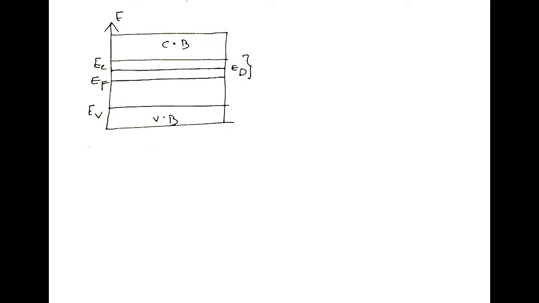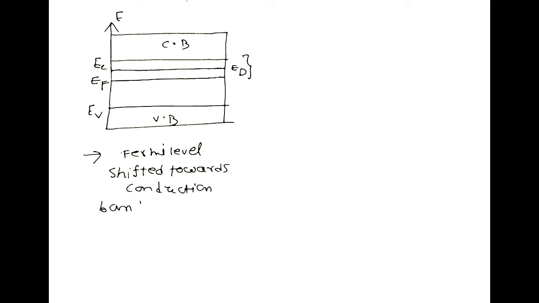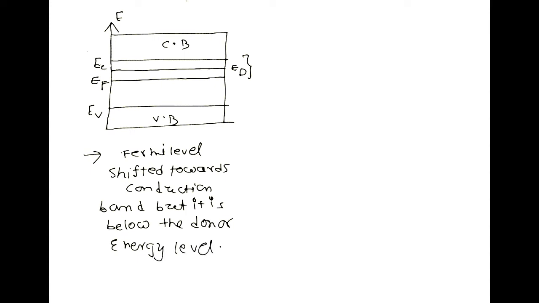So in n-type material, the Fermi level is shifted towards the conduction band, but it is below the donor energy level. So this is the overall energy band diagram for an n-type material.